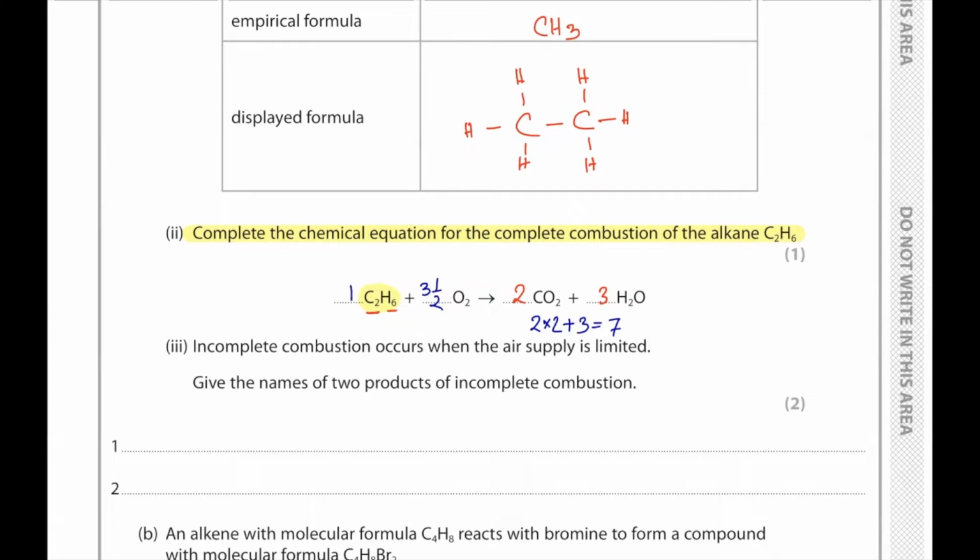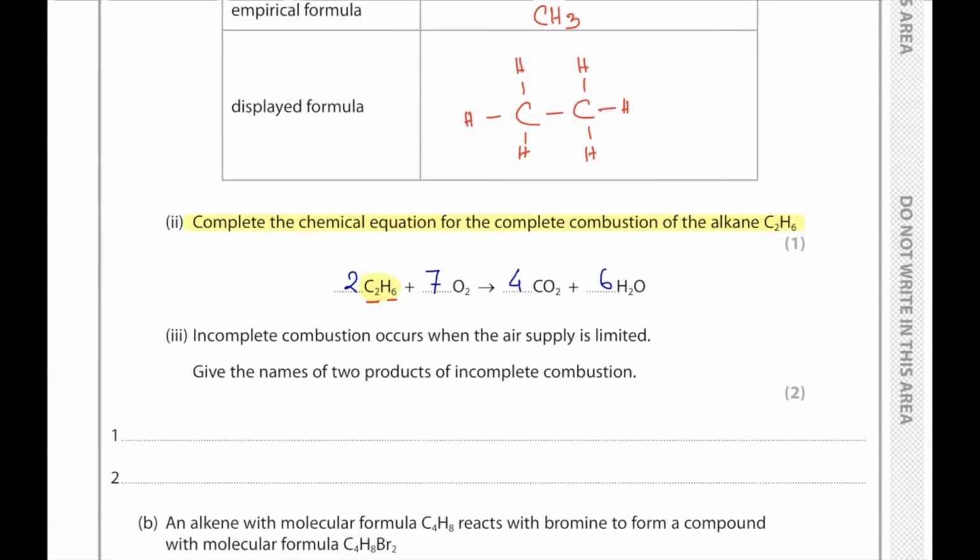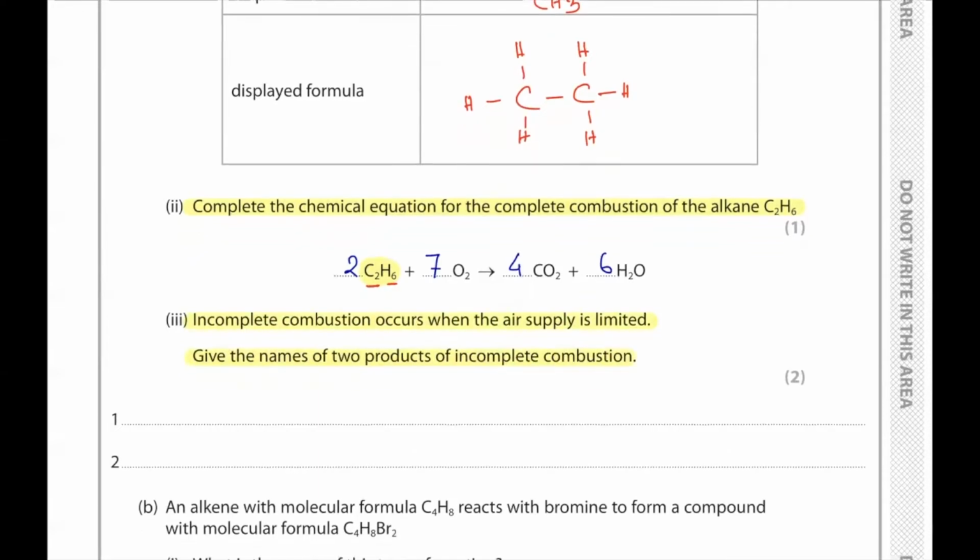However, balancing like this gives us a fraction. So what we are going to do is multiply both sides by 2. That gives us 2, 7, 4, and 6. Then we're going to make all the other numbers disappear. So that's how you do the balancing. Incomplete combustion occurs when the air supply is limited. Give the names of 2 products of incomplete combustion.